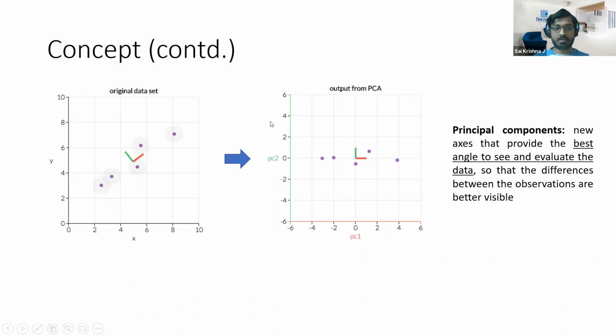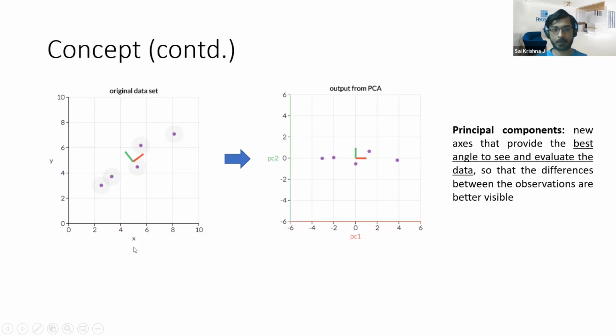So this is a pictorial representation of how that algorithm works. What we basically do here is create some new axes, that is X and Y axis, that provide the best angle to see and evaluate the data. We do this because the differences between the observations are better visible. So let's say you have two variables X and Y. I'm just saying two variables because that is what can be visualized on a two-dimensional plane. If you have more than two variables, then it is called a hyperplane, which is not so easily visualized. So just to help you understand the concept, let us take the example of two variables.